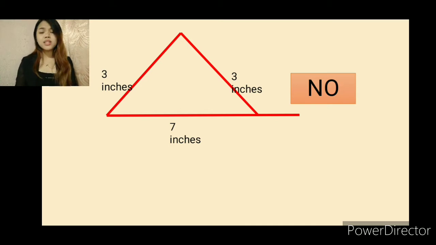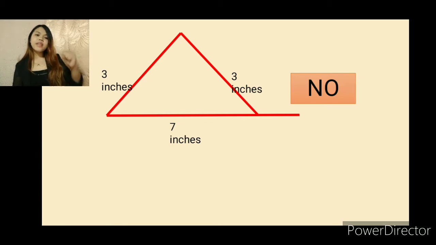So the next question is, how do you compare the two shorter lengths to the longest length? How do you compare 3, 3 with 7? As you can see, when you add 3 and 3, which equals 6, it is less than 7. So I guess you already know the pattern here. Later on we will know what the pattern of this is.